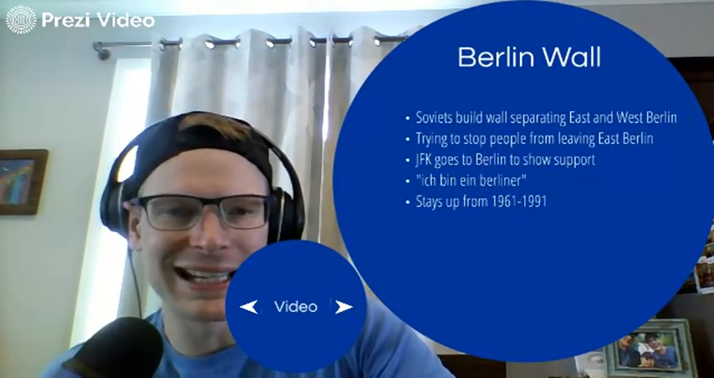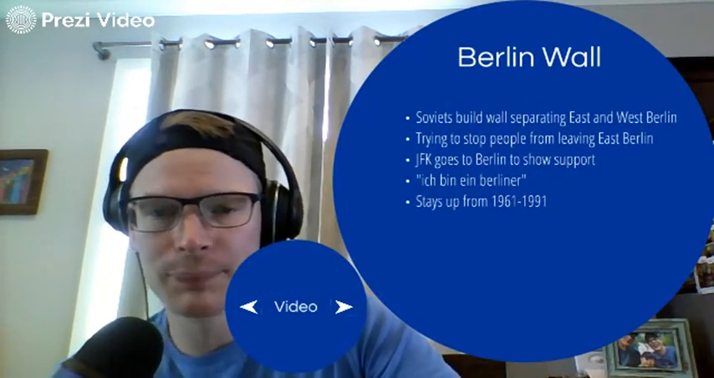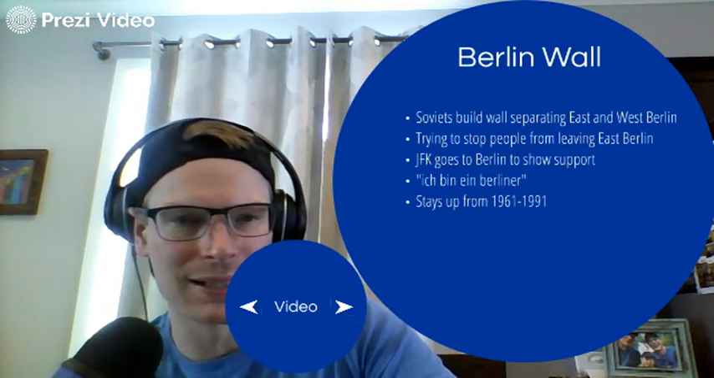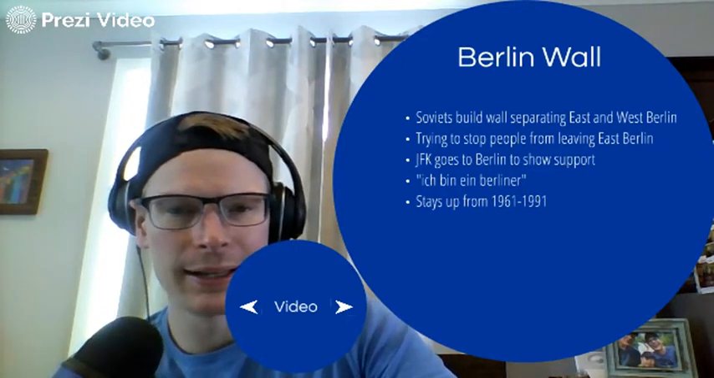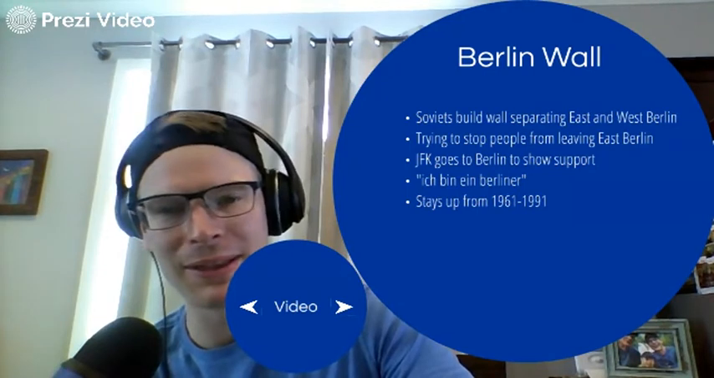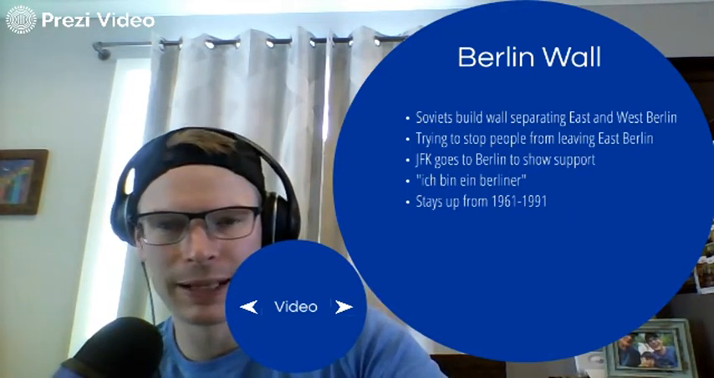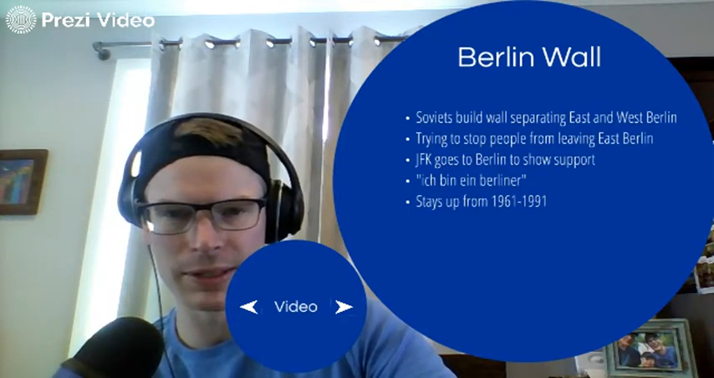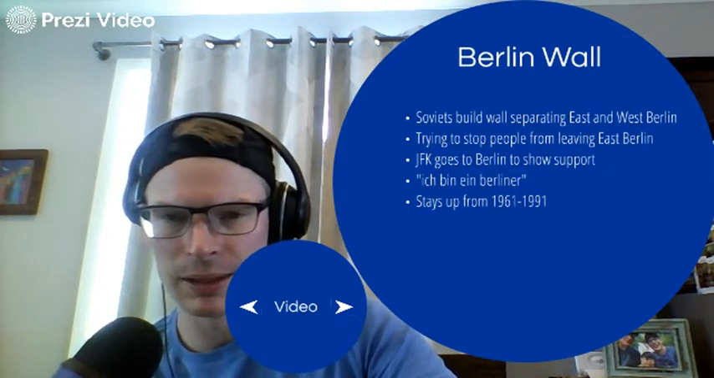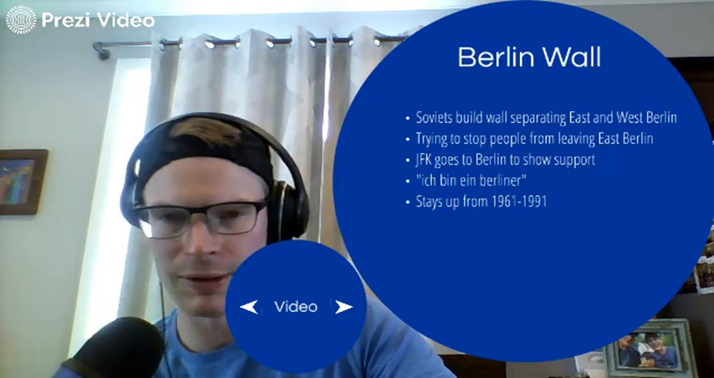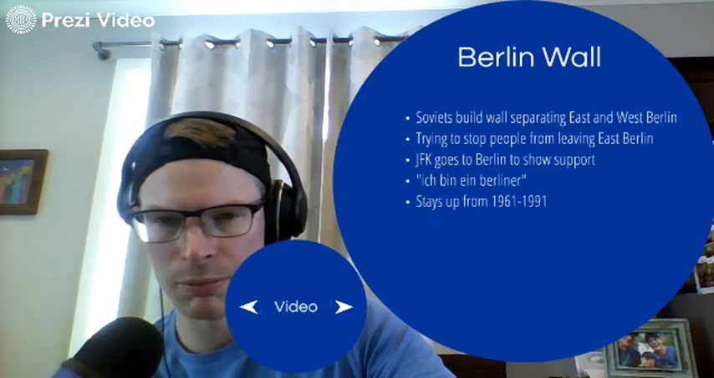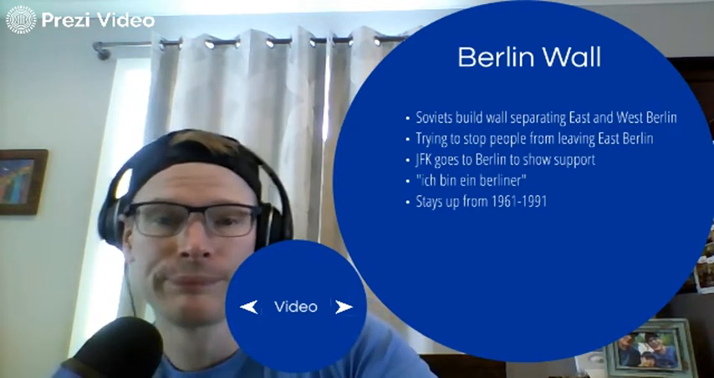In the 1960s, the Soviets built a giant wall separating East and West Berlin because everybody hated living in East Berlin. And they were like, man, this sucks. Let's go over to the West Side and live it up with the Americans. And so the Soviets were like, we must stop them. This is too much. We cannot have our people leaving our side. We must build a wall. So they build a wall.